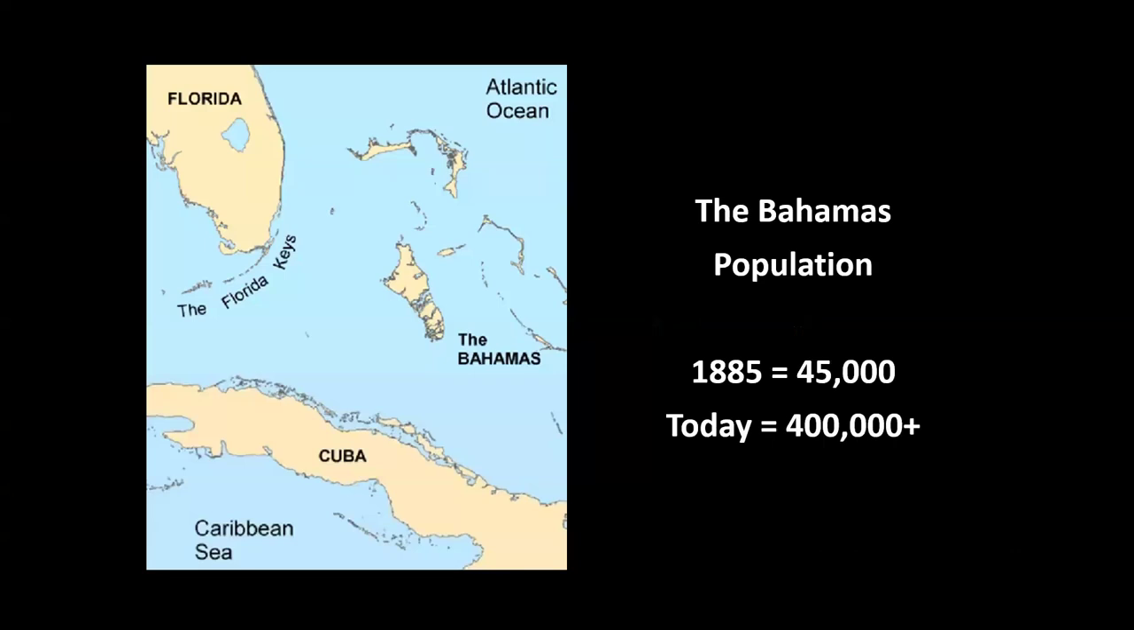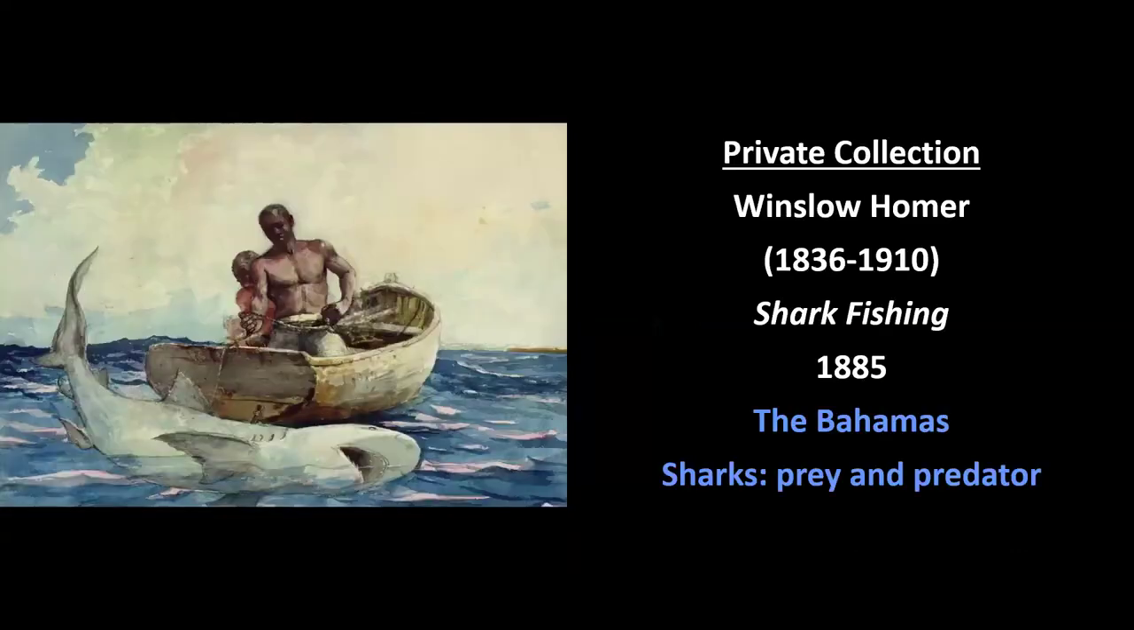And as I mentioned, Homer does spend a fair amount of time in the Bahamas. It gets cold up in Maine in the winter, so going to the Bahamas in the winter months was very helpful. And when he's going down there, there's not nearly as many people in the Bahamas as there are now. So in 1885, when Homer was first starting to visit there, there's only 45,000 people living on all the different islands of the Bahamas. Now there's over 400,000. And he does a whole series of depictions of local people doing everyday activities, so to speak.